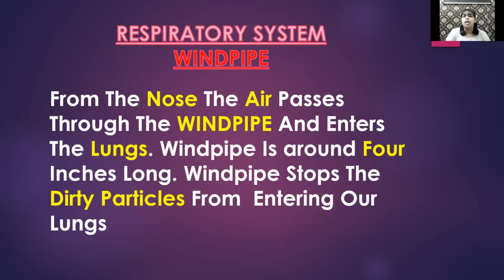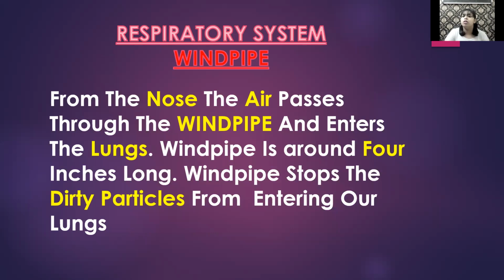Next we're going on to the windpipe. From the nose, the air passes through the windpipe and enters the lungs. This windpipe is around 4 inches long. The windpipe stops the dirty particles from entering the lungs.